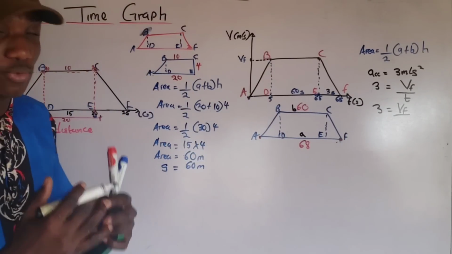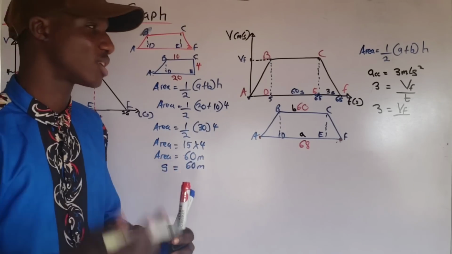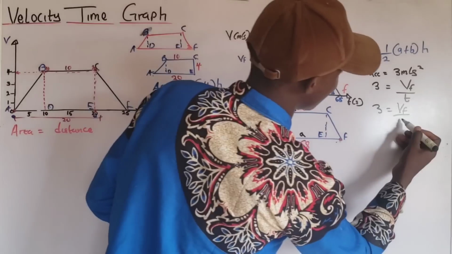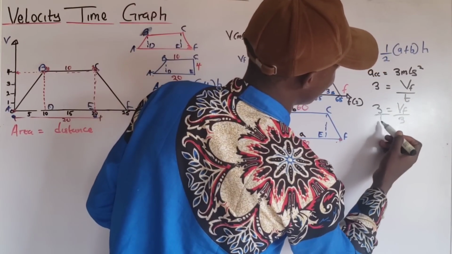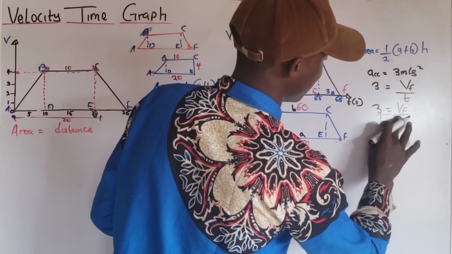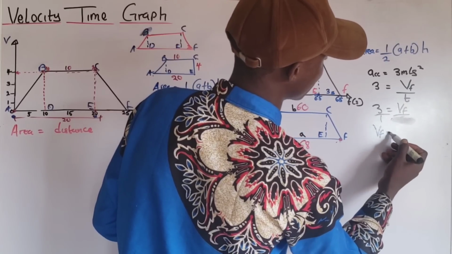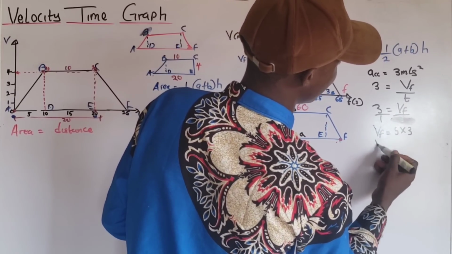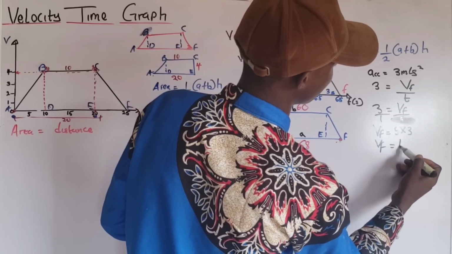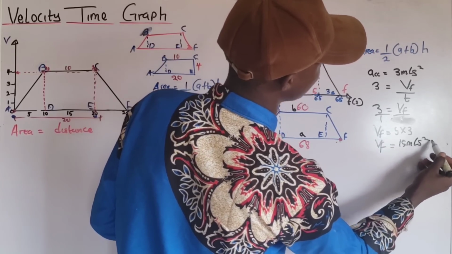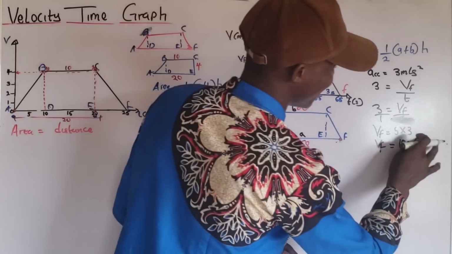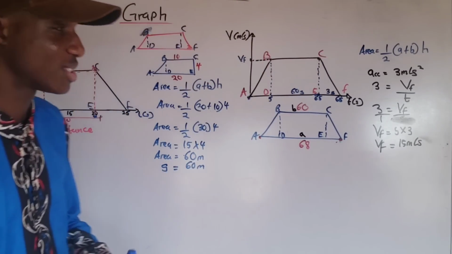If you pay attention to the question, you are going to understand what I'm doing. So here I'm going to have 3, and the time is 5. All you have to do now is cross multiply. So Vf is equal to 5 multiplied by 3. The velocity that it attained is 15 meters per second squared. Oh, sorry, 15 meters per second. The velocity is in meters per second.